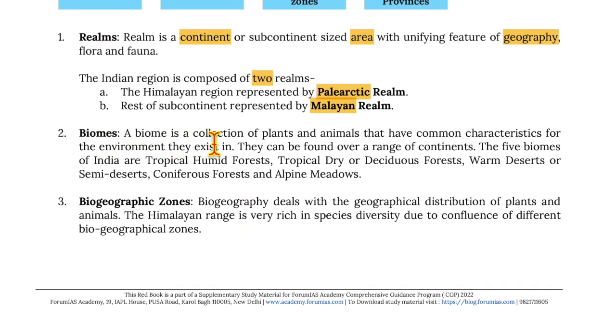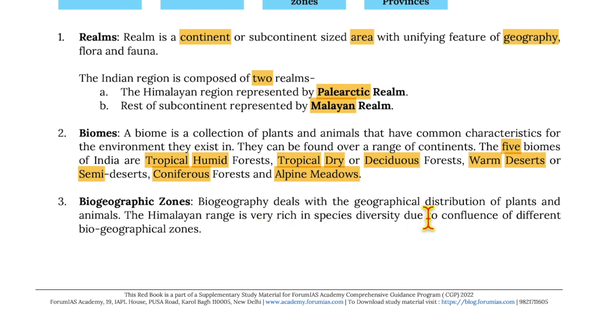Moving on to biome, a biome is a collection of plants and animals that have common characteristics for the environment they exist in. They can be found over a range of continents. The 5 biomes of India are tropical humid forest, tropical dry or deciduous forest, warm deserts or cold semi-deserts, coniferous forests, and alpine meadows. Now, biogeographic zones.